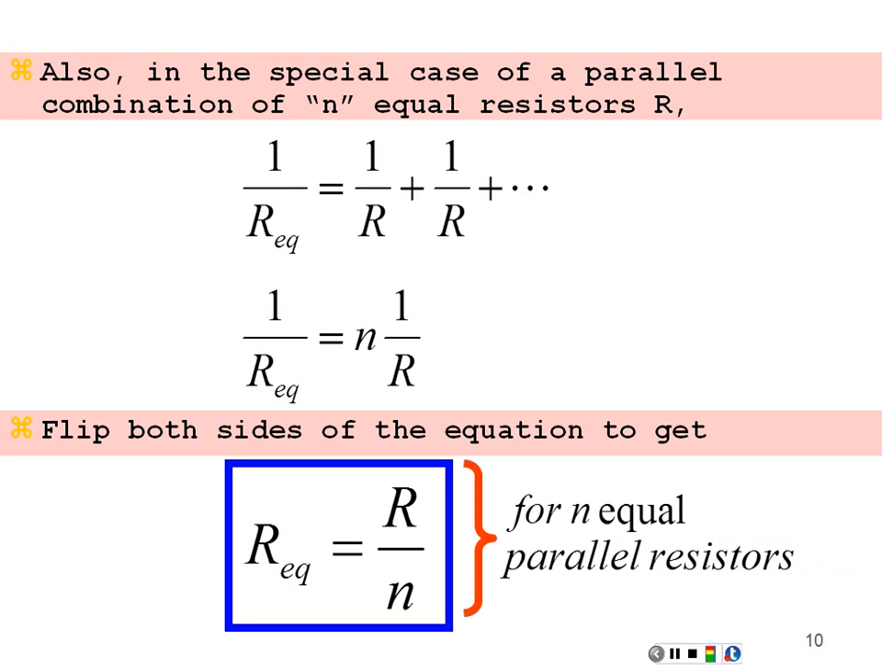You might say, well, how often am I going to have parallel combinations of equal resistors? It actually comes up a lot more often than you might think. So this could be a nice little handy formula to have ready to go.